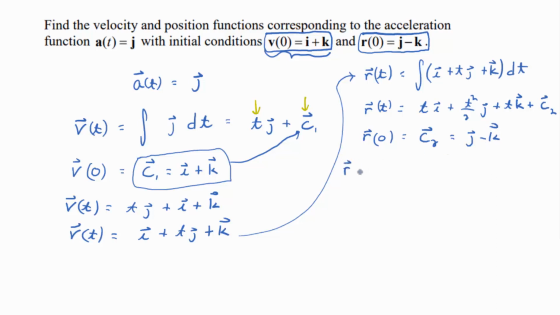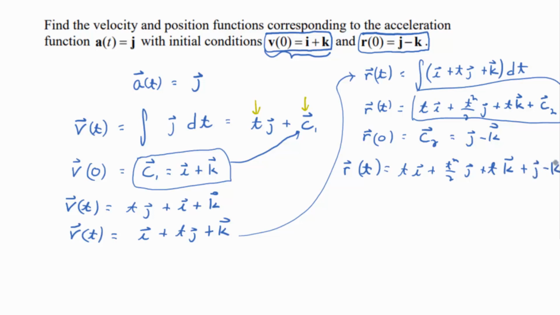So we get r of t is equal to this stuff, except I'm going to fill in the c2. So ti plus t squared over 2 j plus tk plus j minus k. Did I copy all that down right? And then, do I leave it like that? No, you're going to add corresponding components. So what do you get if you add corresponding components?